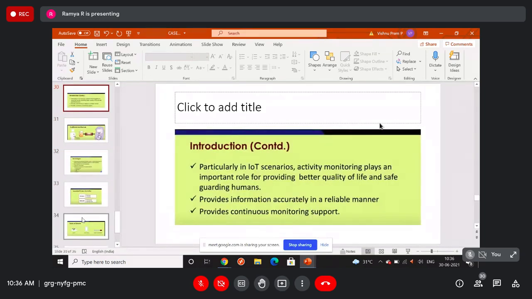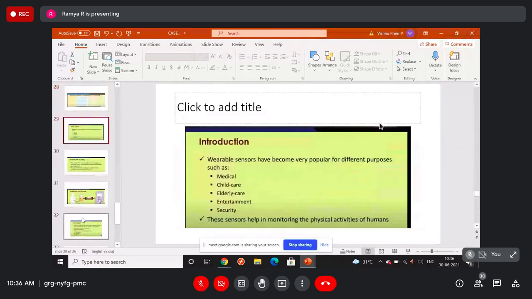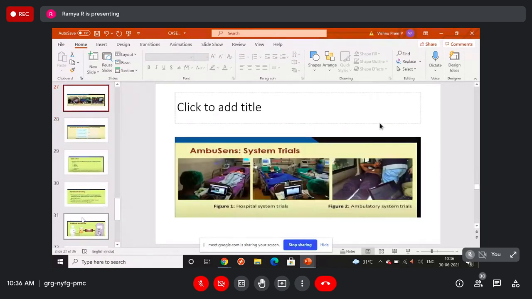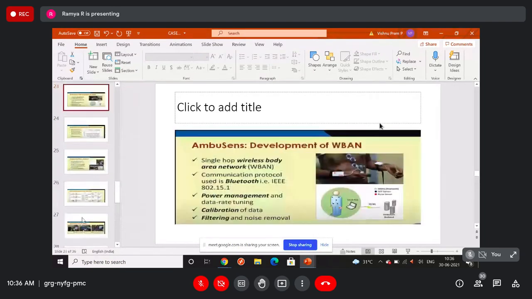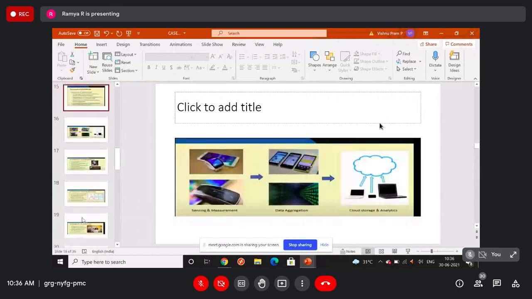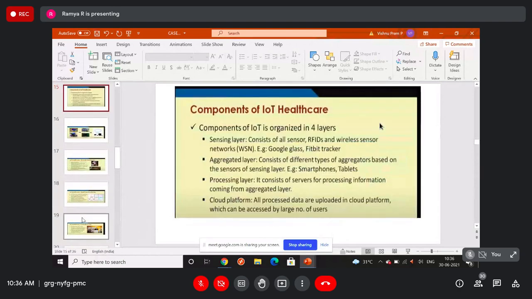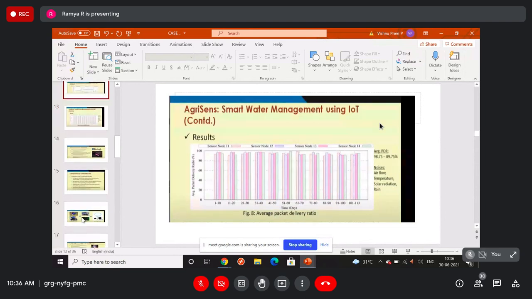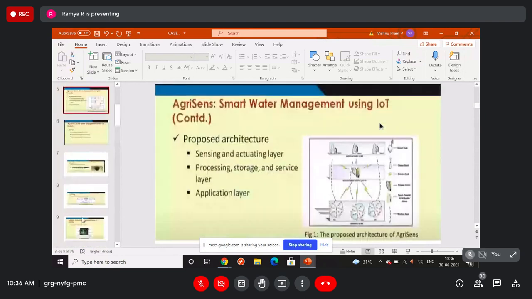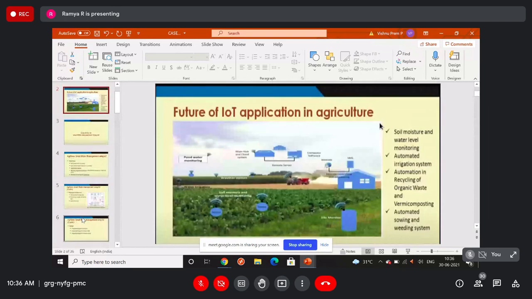Okay, and coming to this, we can use medical sensors, and in child care and elderly care we can use this kind of sensors. In healthcare we can use different sensors for heart rate, BP levels, sugar levels, everything to monitor. And these are the agriculture ones. So these are the three different case studies which we have seen: agriculture, healthcare, and activity monitoring.